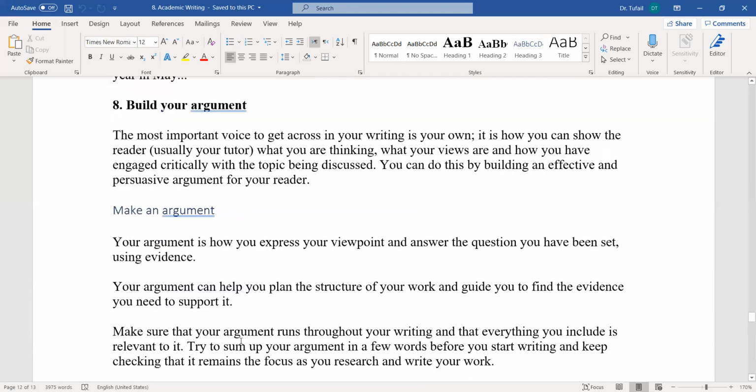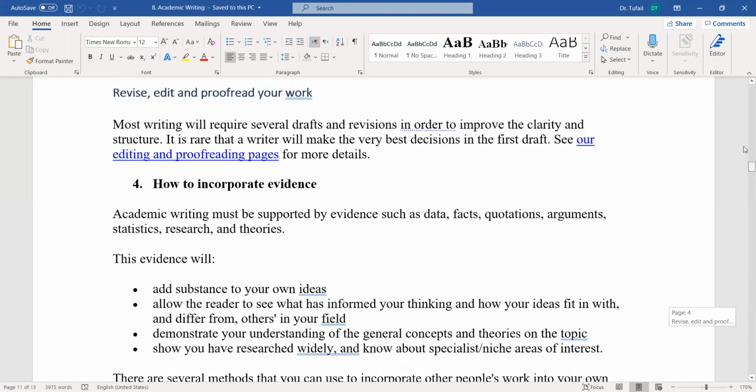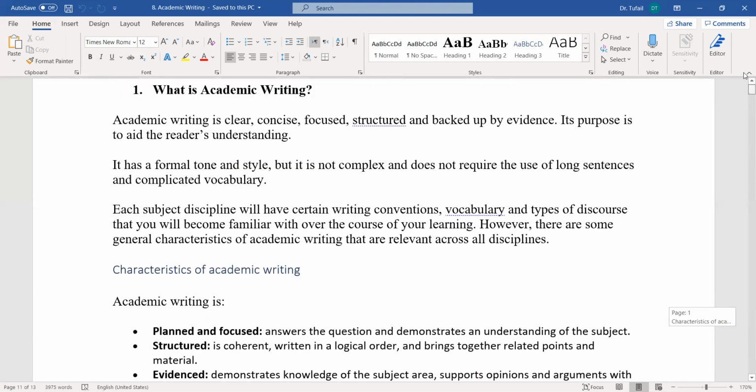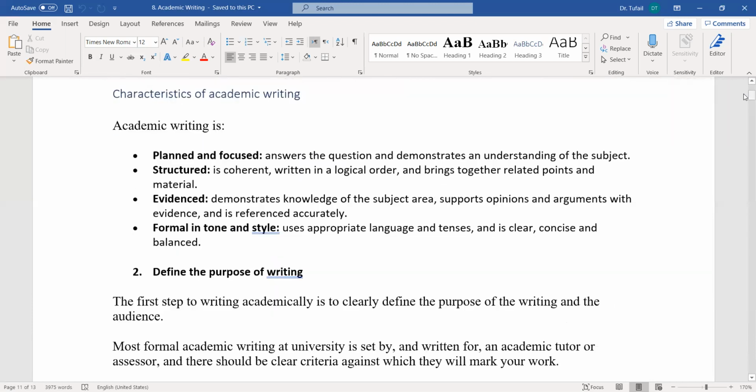So here we conclude this topic: academic writing is highly formal, clear, concise, focused, structured and backed up by evidence. It has coherence and a logical order, and it is put in paragraphs. We use formal language, we use active voice, we use signaling words, and we use hedges and boosters. They are formal in tone and style, and we support our arguments with references and background knowledge, with the help of direct quotations, summaries, paraphrasing, or synthesis.